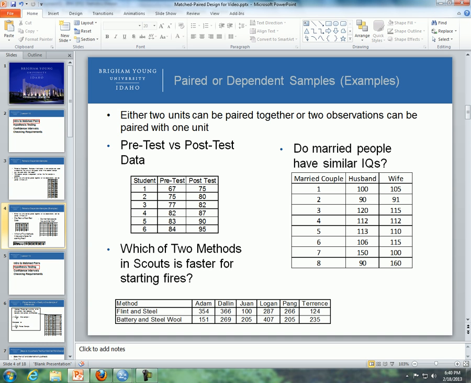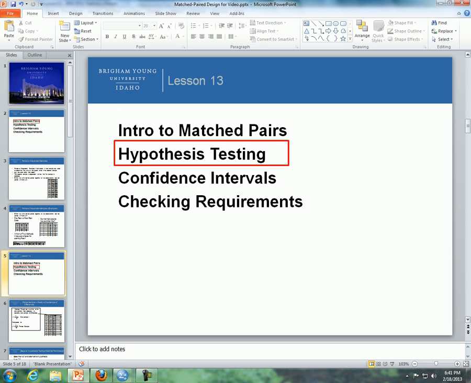Now here's another example: which of two methods is faster for starting fires without using a match? The two most common methods would be flint and steel and battering steel wool. Now we can take 6 Scouts, for instance, and we can time them with the two different methods. These two times represent two observations for one unit, the one unit being Scouts. So these two are very similar to each other, pre-test versus post-test, and methods of starting fires. Now let's talk about hypothesis testing.